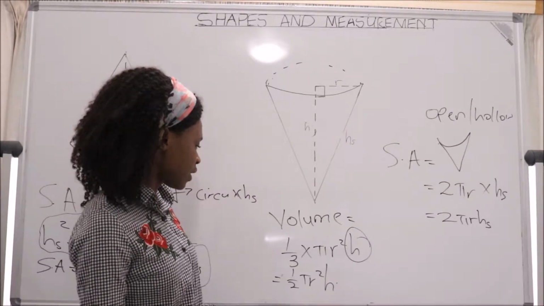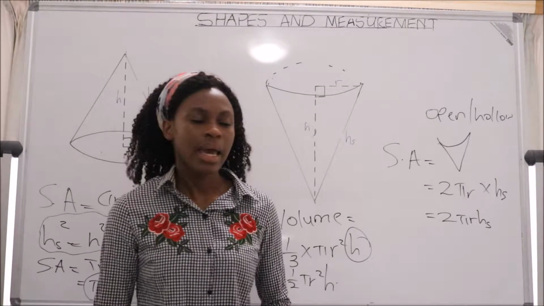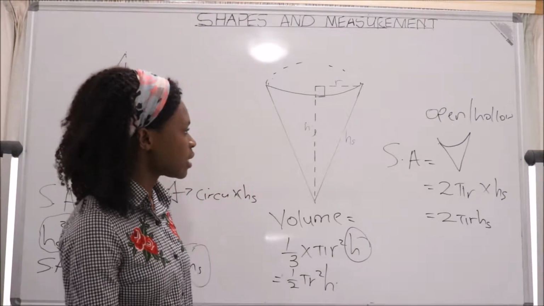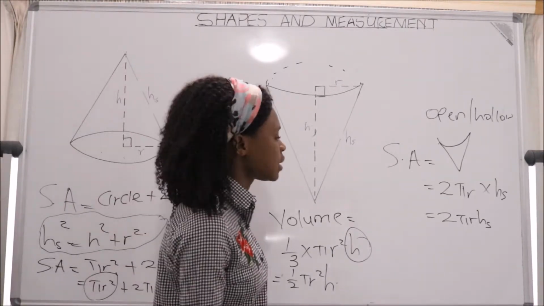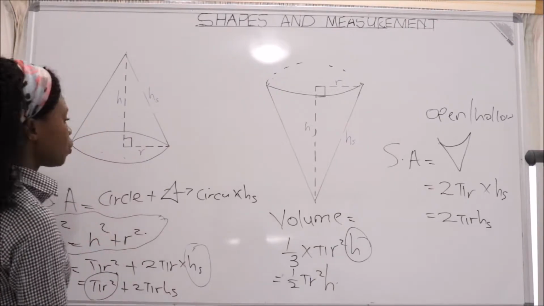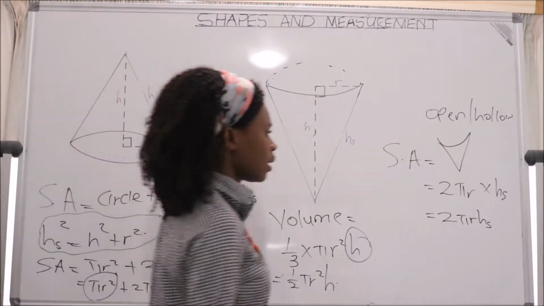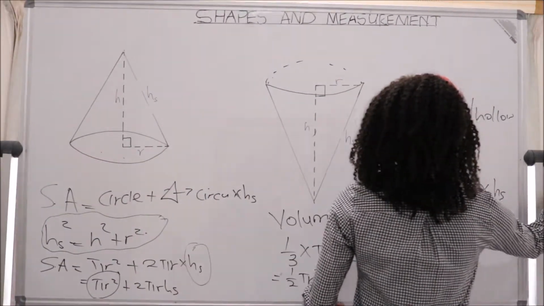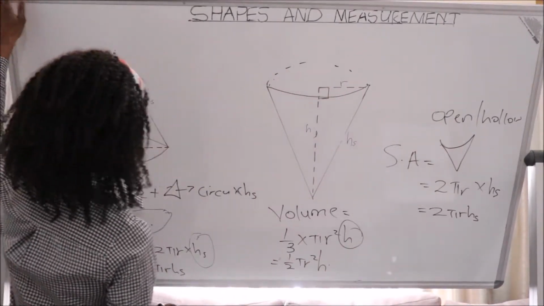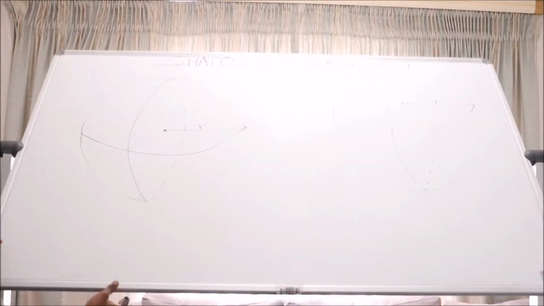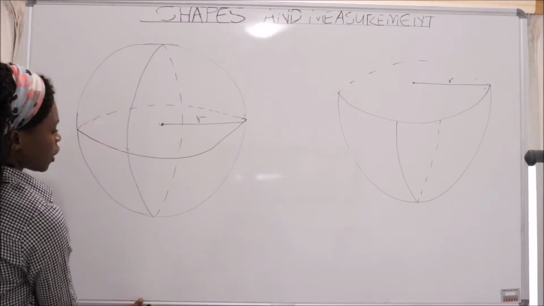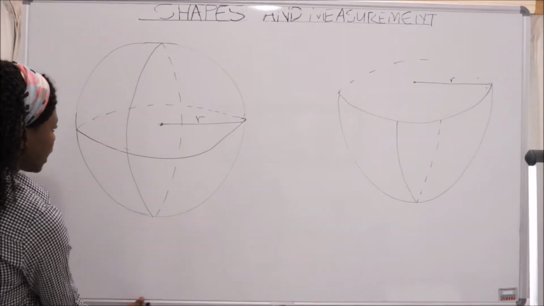Now you can see the difference, that this one you have to calculate, and this one, in most cases, is actually given unless otherwise stated. Alright guys, I hope you understood that whether it's closed or open, it does affect the equation that we use. Alright, and then moving on to a sphere, which I didn't really draw nicely.